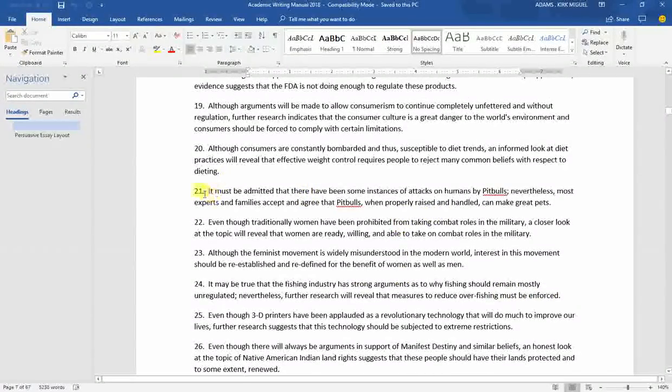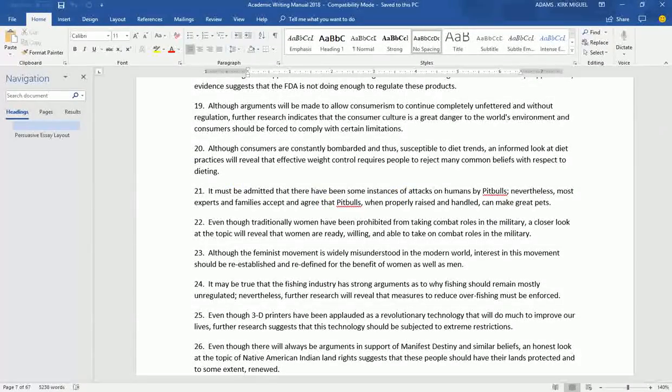Here's another one. This one's about pit bulls. Opposite side argument. It must be admitted that there have been some instances of attacks on humans by pit bulls. Semicolon, contrast word, nevertheless, however, or nonetheless, comma, and here's the author's real argument. Most experts and families accept and agree that pit bulls, when properly raised and handled, can make great pets.